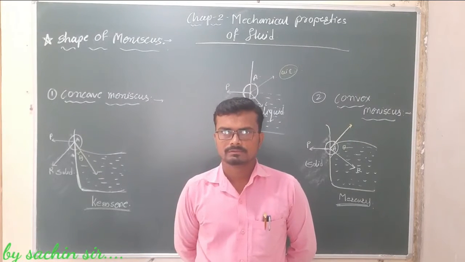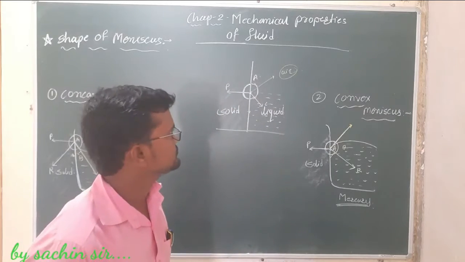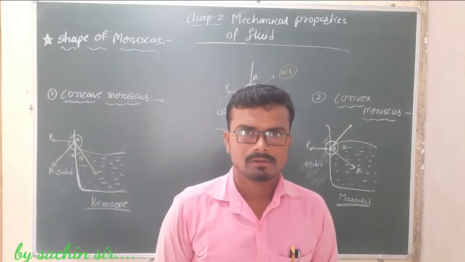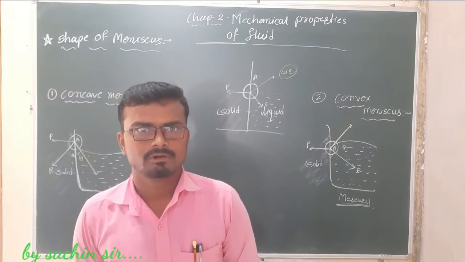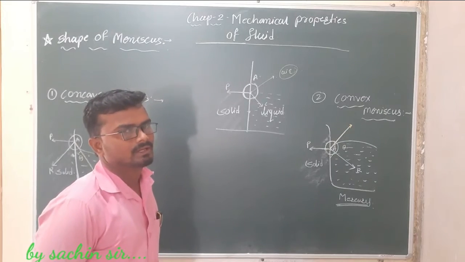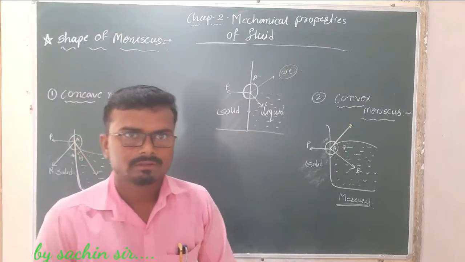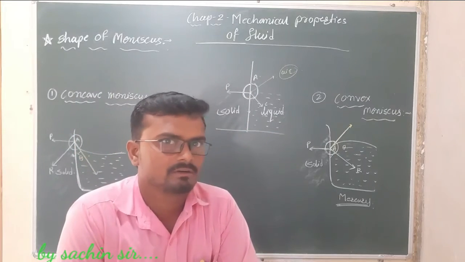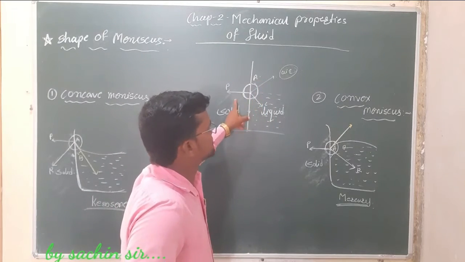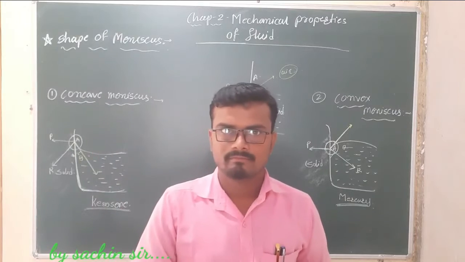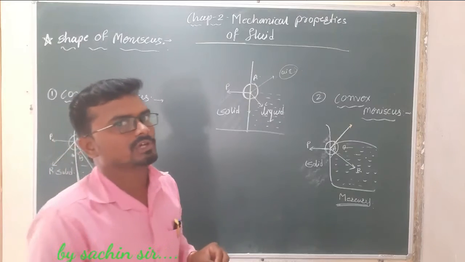In the last video, we started discussing the shape of the meniscus. In this video, we consider the forces acting on a molecule in contact with a solid. We consider molecule A, which is in contact with the solid, and the sphere of influence of molecule A lies partially inside the air, partially inside the liquid, and partially inside the solid. Because of that, four forces act on molecule A.